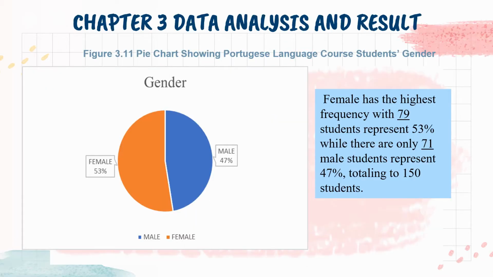Now, let's go to Chapter 3, Data Analysis and Result. The pie chart in Figure 3.11 shows the gender of the students that participate in the Portuguese language course. From the pie chart, we can see there are more female students than male. Females have the highest frequency with 79 students, representing 53%, while there are only 71 male students, representing 47%, totaling 150 students. From the result, we can say that females are more interested to learn the Portuguese language than males.